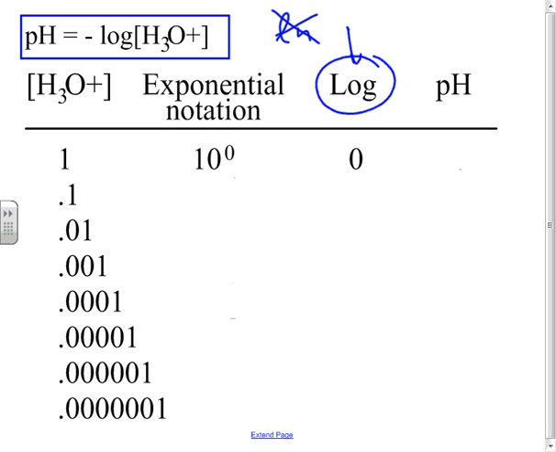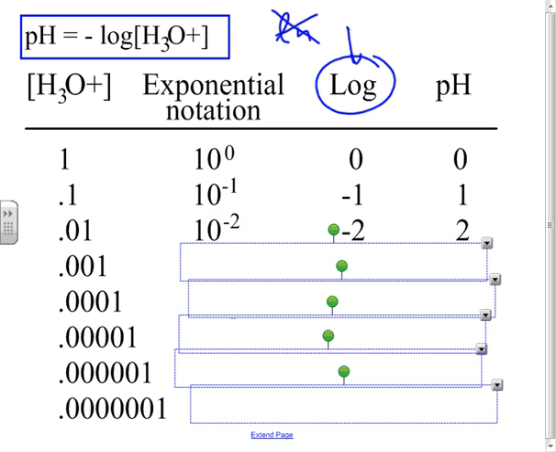And the pH is simply the negative of the log. Since there is no negative 0, we will just call that 0. 0.1 is a tenth, or it equals 10 to the minus 1. And therefore the log is a negative 1. Again, it's the number to which 10 must be raised to get that number. And the pH is going to be 1. If we have 0.01, a hundredth of a molar concentration, that will be 10 to the minus 2. The log is going to be a minus 2, and the pH is going to be 2.